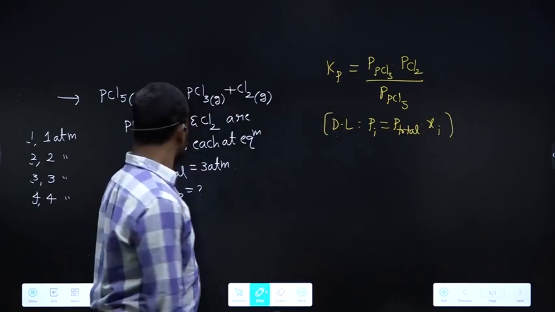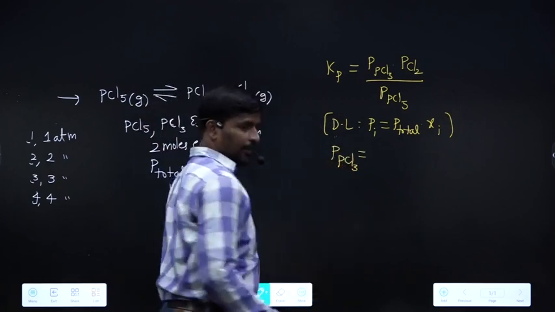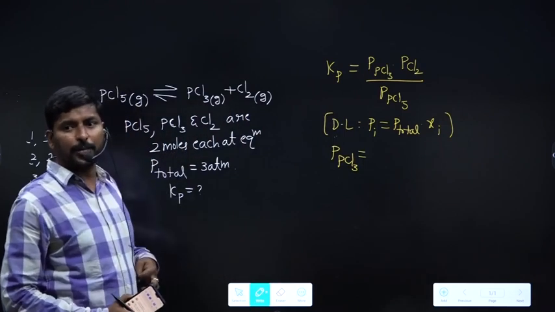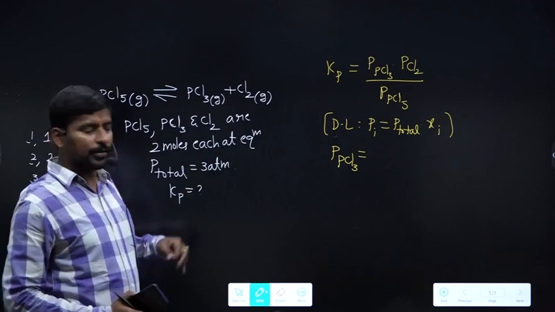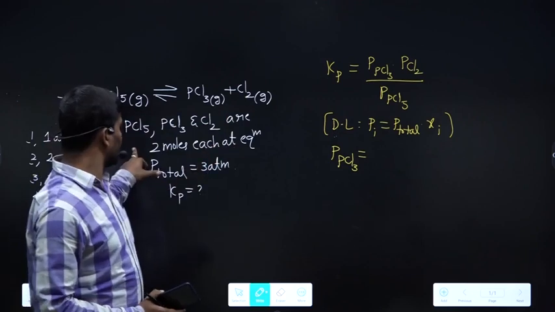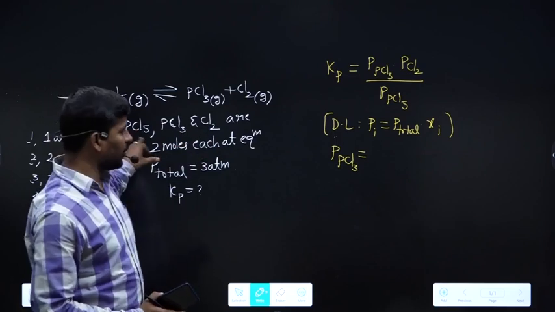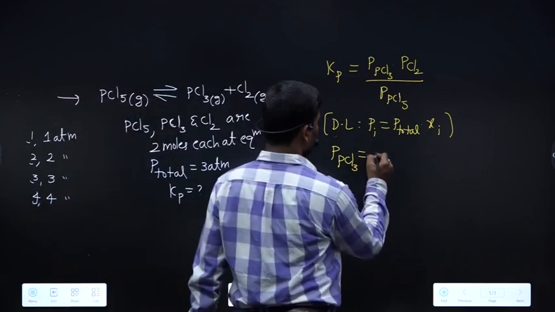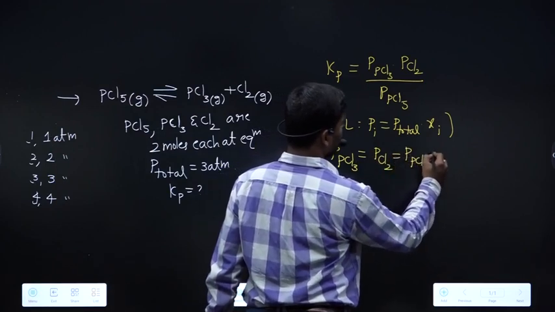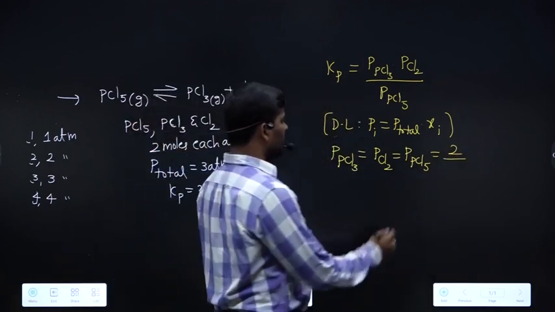Then what about the partial vapor pressure of PCl3? If you see, the mole fraction of all the gases is the same or not? Mole fraction means number of moles by total number of moles. What is the number of moles of each component? 2 moles. So what is the mole fraction we will get for each? 2 by 6. So partial vapor pressure of PCl3, Cl2 and PCl5 are all the same. All are present, how many moles? 2 moles.